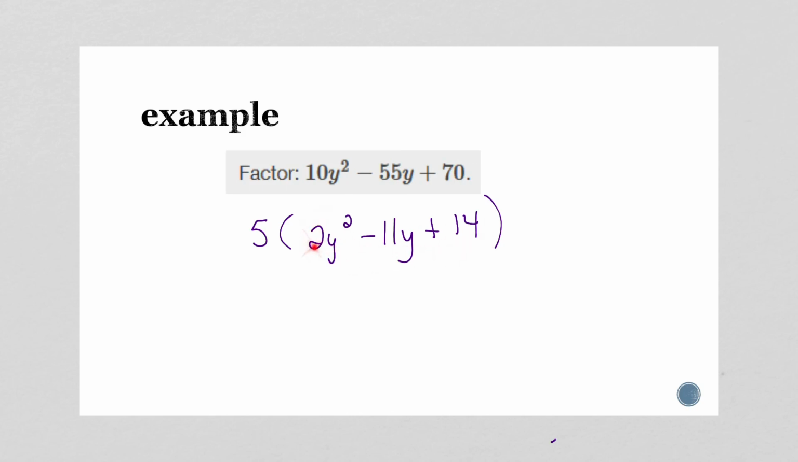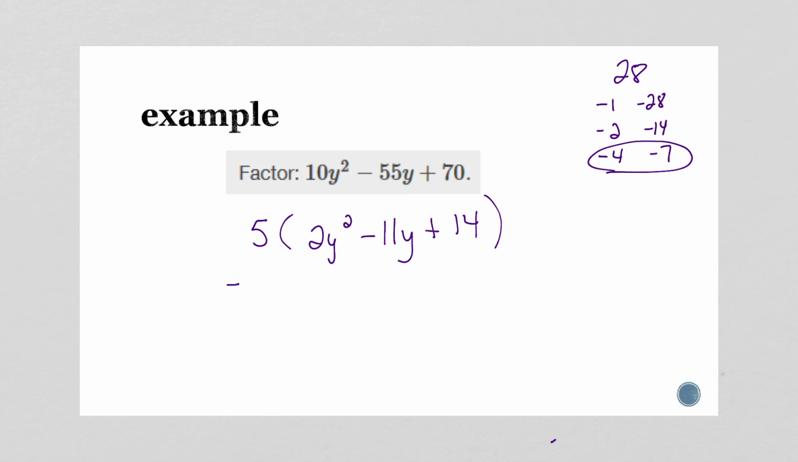So 2 times 14 is 28. And I want it to multiply to be a positive, but I want it to add up to be a negative, right? So I'm only looking for the negatives here. So negative 1, negative 28, that adds up to be negative 29. Negative 2, negative 14, that adds up to be negative 16. 3 doesn't go in, negative 4, negative 7, that adds up to be negative 11. There we go, we found it.